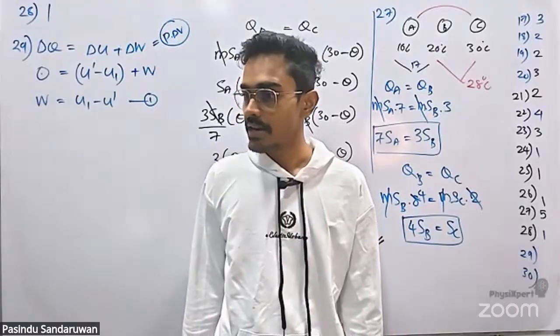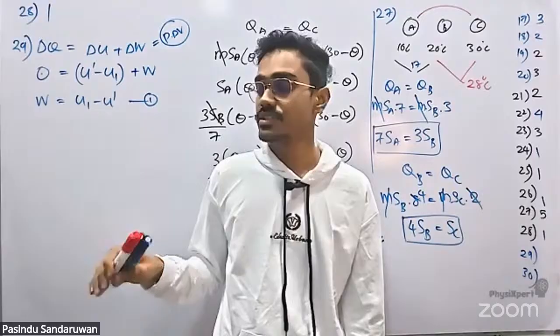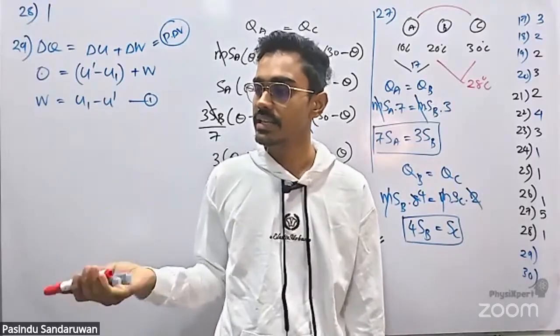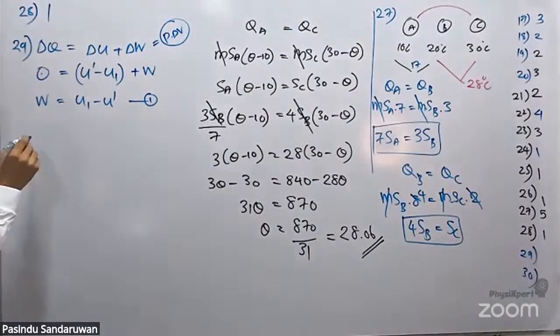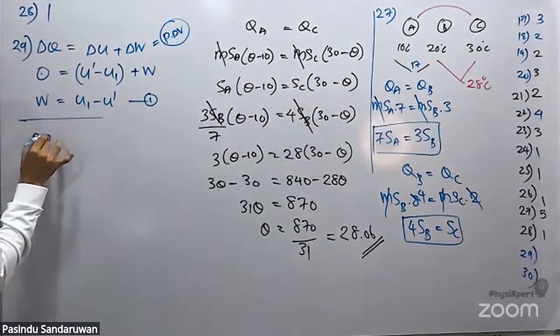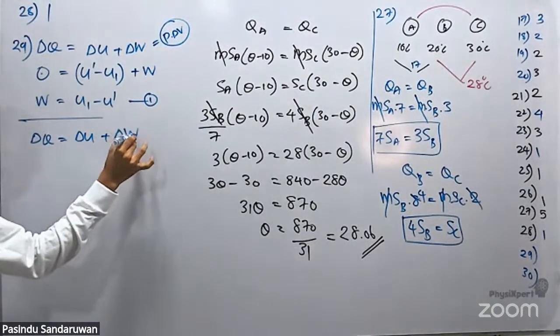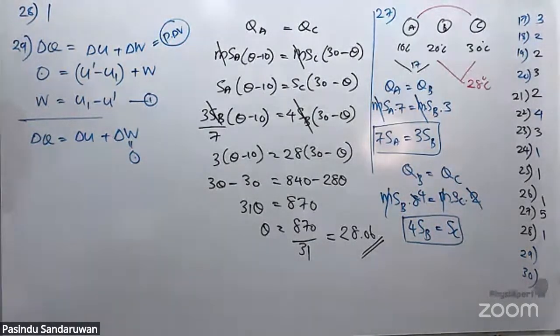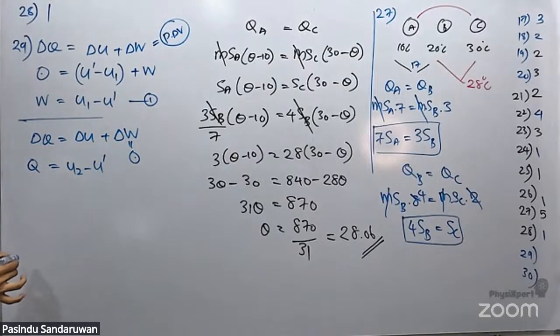Pressure is the same as the initial pressure. If the new internal energy of the gas is U2, the internal energy increase of the sample is okay. Then if we apply the first law again for the second case, delta Q equals delta U plus delta W. But in this case, delta W is 0. Then Q equals U2 minus U dash, finally.